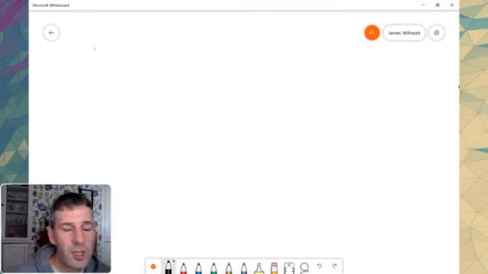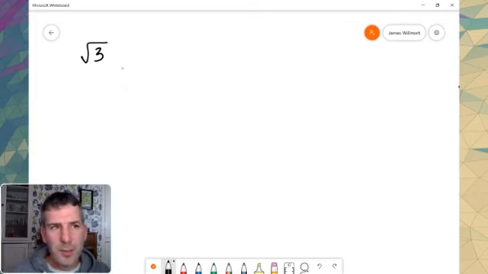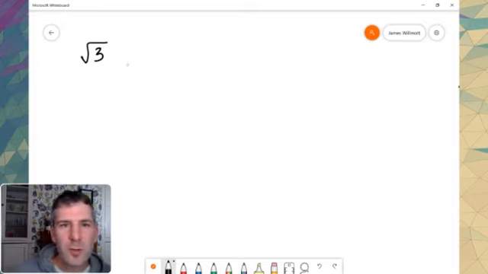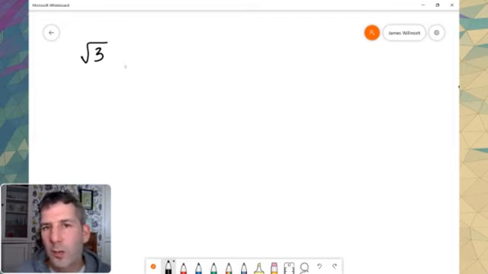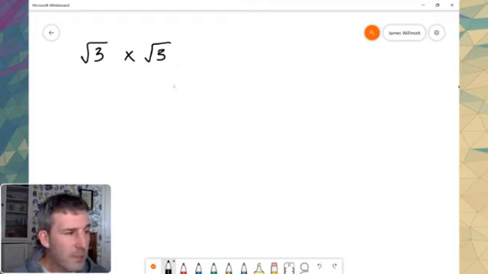So a surd is referring to the square root of something, in particular the square root where you end up with an irrational number. But for all intents and purposes, you can think of it as a square root that you can't work out what the square root of it is. Okay. So let's say I've got root 3 multiplied by root 3. So the square root of 3 multiplied by the square root of 3.